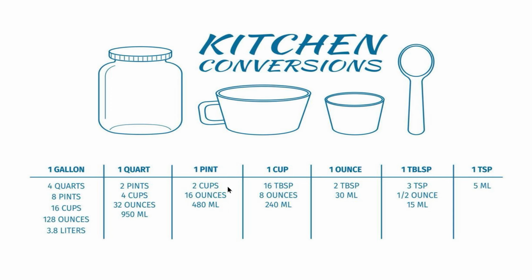1 pint is also 2 cups, meaning it's also 16 ounces and 480 milliliters. 1 cup is 16 tablespoons, also known as 8 fluid ounces and 240 milliliters. 1 ounce is 2 tablespoons, because remember, 1 tablespoon is half an ounce, so 2 of them together make 1 ounce, or 30 milliliters. 1 tablespoon is, as we learned, 3 teaspoons. It is also half an ounce and 15 milliliters. And our very smallest measurement down here, 1 teaspoon is 5 milliliters.